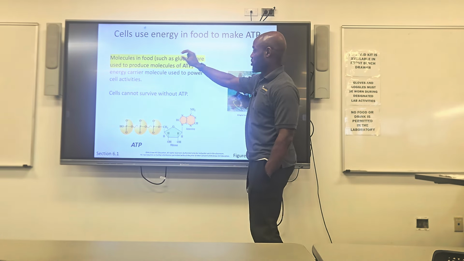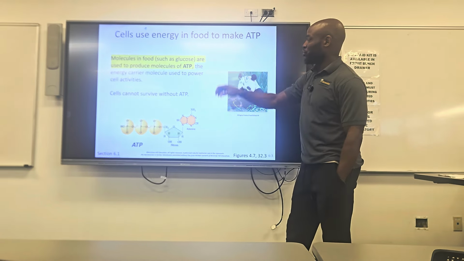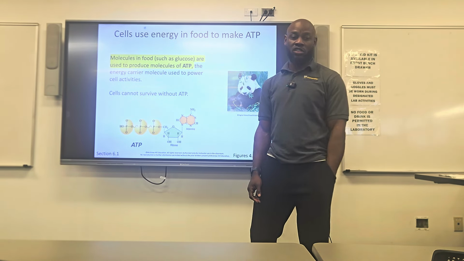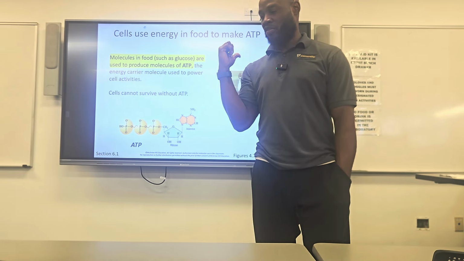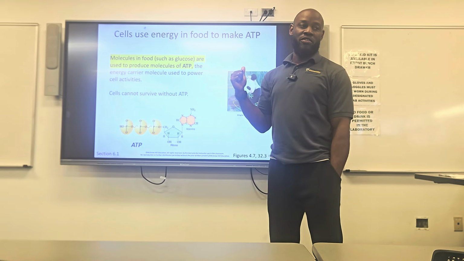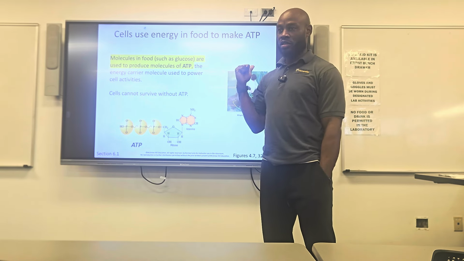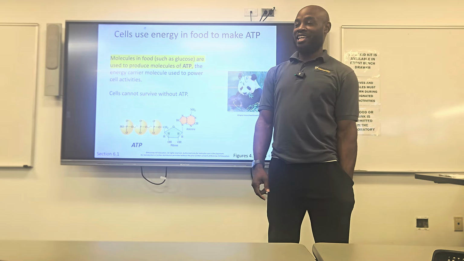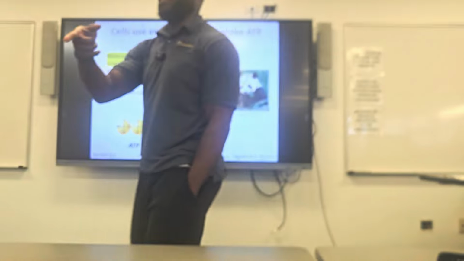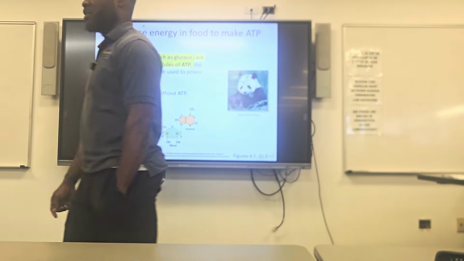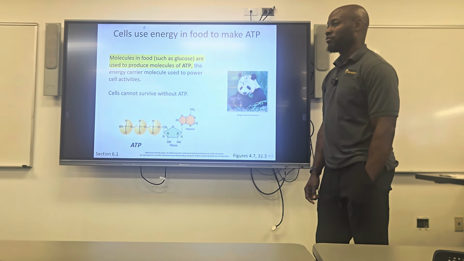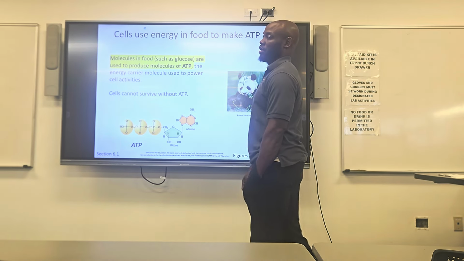So molecules in the food, such as glucose, are used to produce ATP through the process of cellular respiration, right? Remember, we just talked about aerobic cellular respiration. How many ATP molecules can we make from one glucose? No, that's from fermentation. That's anaerobic. 36 from aerobic cellular respiration. 36, I believe. I remember somebody saying 30, so I think they might have said it, but yeah, it's a lot.